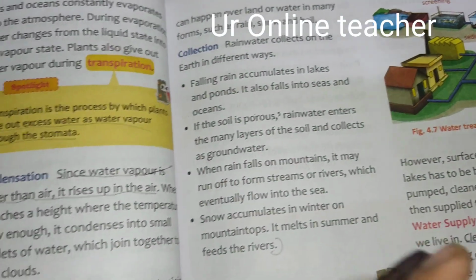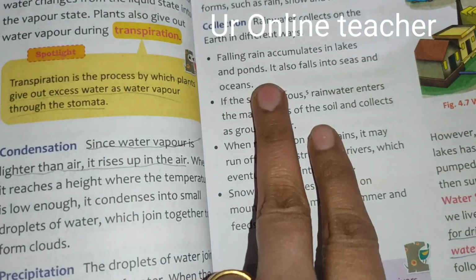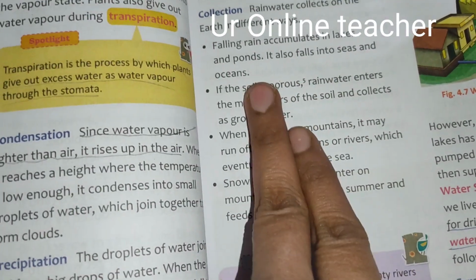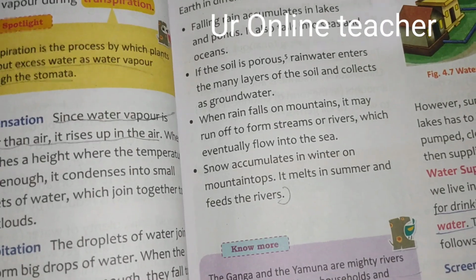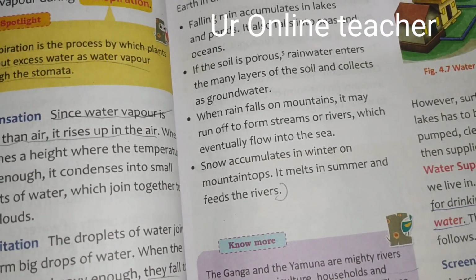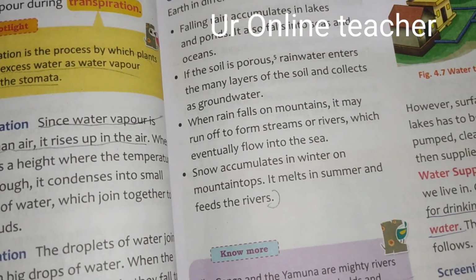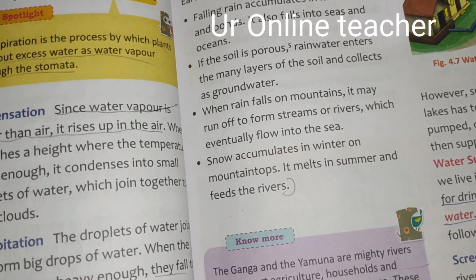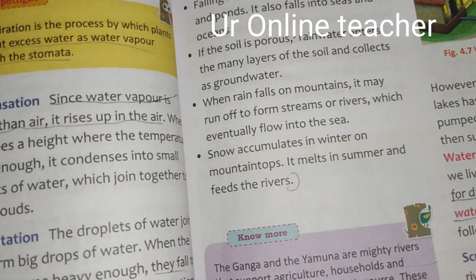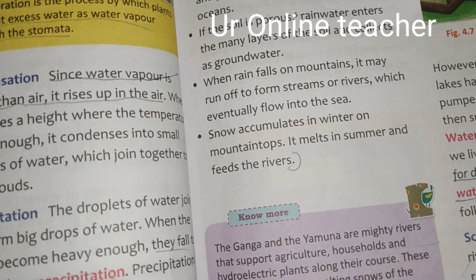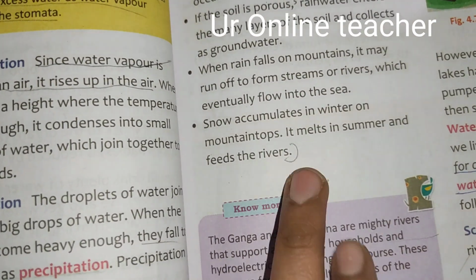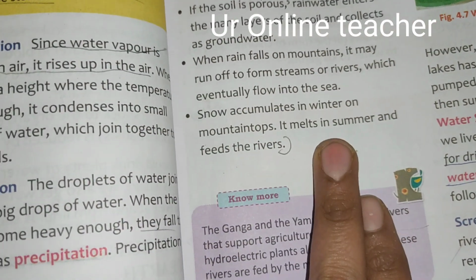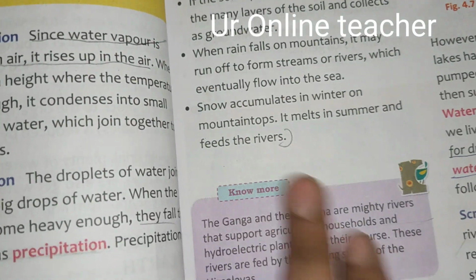Then what happens after rain falls? Rainwater gets collected on the earth in different ways. How? Rain accumulates in lakes and ponds. It also falls in seas and oceans. If the soil is porous, if the soil has pores, meaning small holes, it will enter the layers of the soil and collect as groundwater. When rain falls on the mountains, it runs off as rivers and again flows into the sea. Snow accumulates in winter on mountain tops. It melts in summer and also feeds into the river.